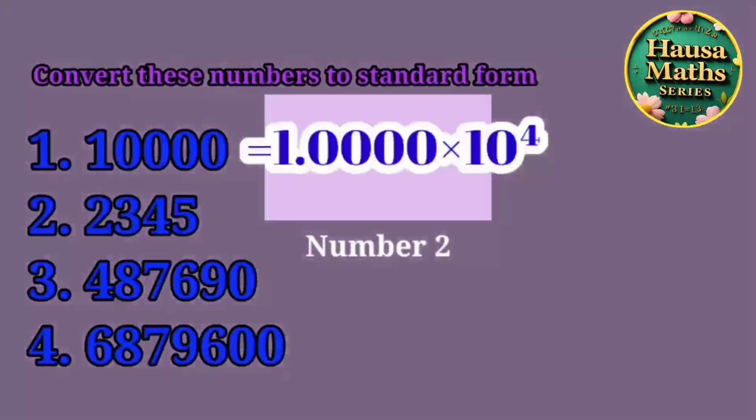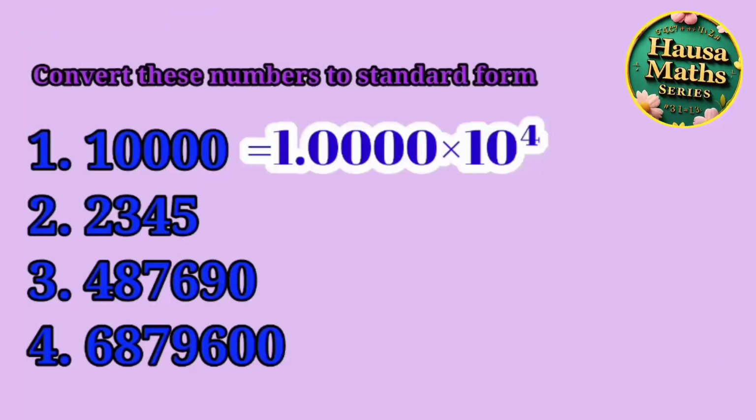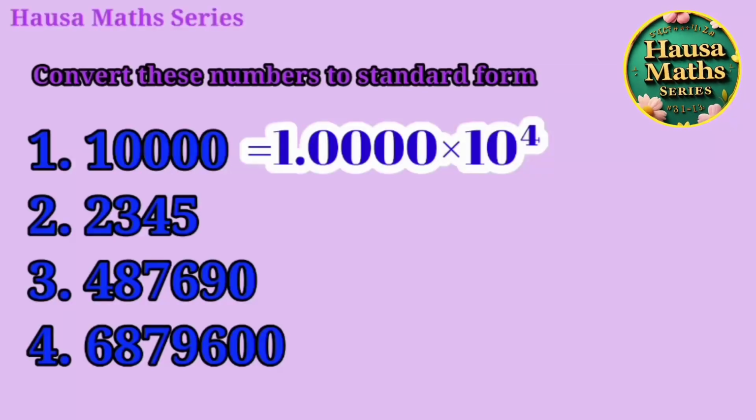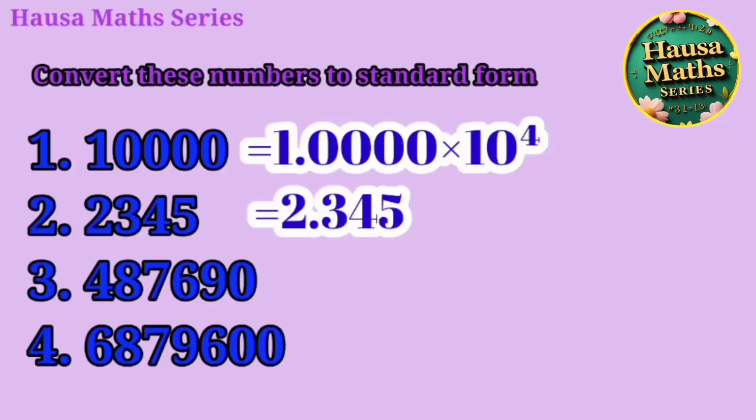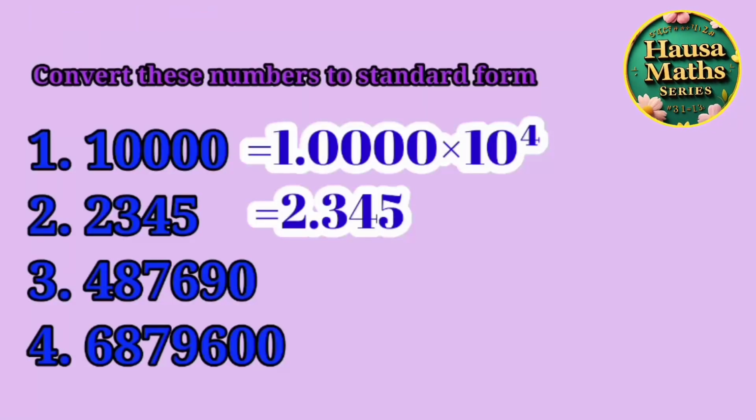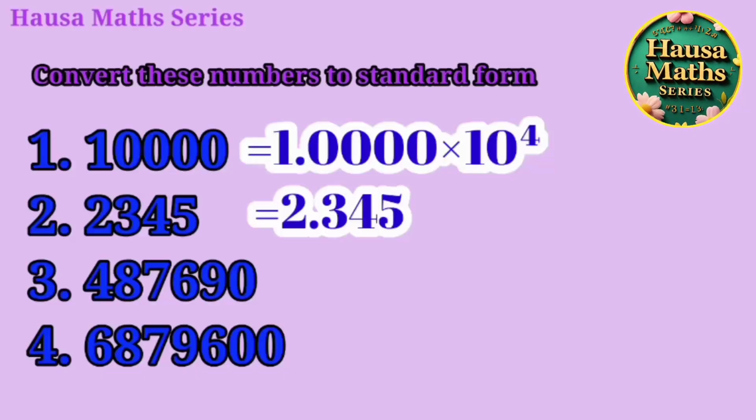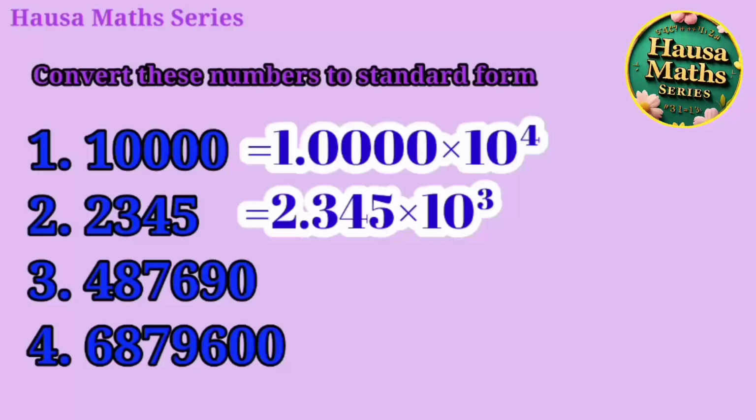So let's take number 2. We have 2,345. If you want to convert it to standard form, you put a point after one digit, this 2. Then you count how many numbers are ahead. We have 3, 4, 5, so 3 numbers. So we put the point after 2, giving 2.345. We multiply it by 10 raised to the power 3 because there are 3 numbers ahead of 2. So we have done this one.